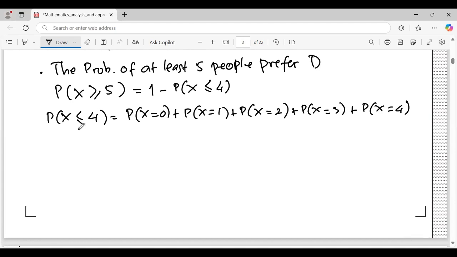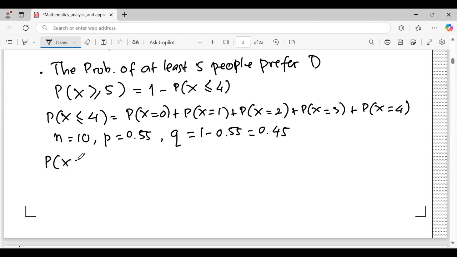Okay, using the binomial formula for the values of k equals 0, 1, 2, 3, 4, where n equals 10, p equals 0.55. If p equals 0.55, it means q equals 1 minus 0.55, which is 0.45. We are going to use the binomial formula.